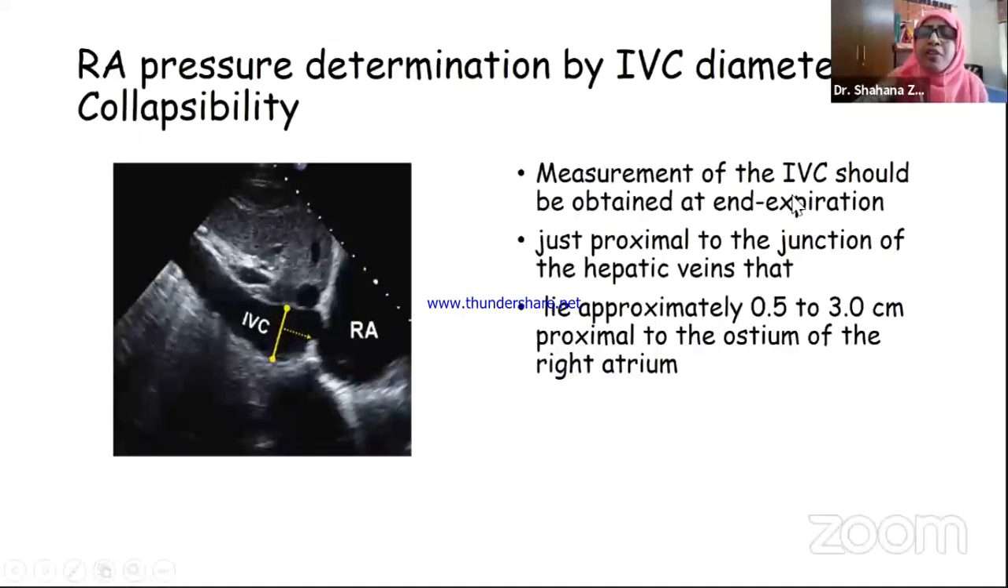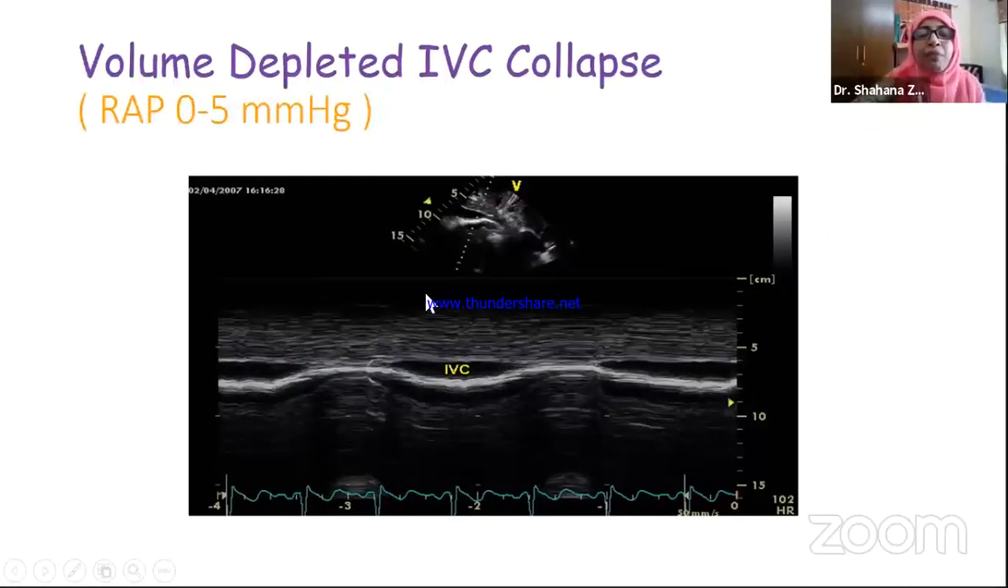Measurement of the inferior vena cava should be obtained at end of expiration and just proximal to the junction of the hepatic vein that opens into the inferior vena cava, which lies approximately 0.5 to 3 centimeters proximal to the junction of the right atrium with the inferior vena cava. It is the volume-depleted patient when the inferior vena cava size is less than 12 millimeters.